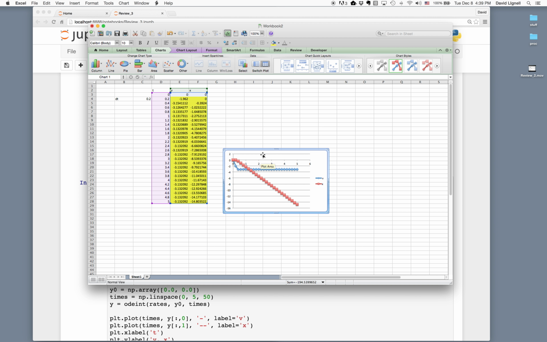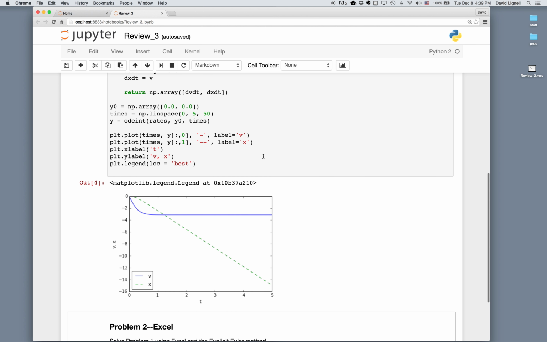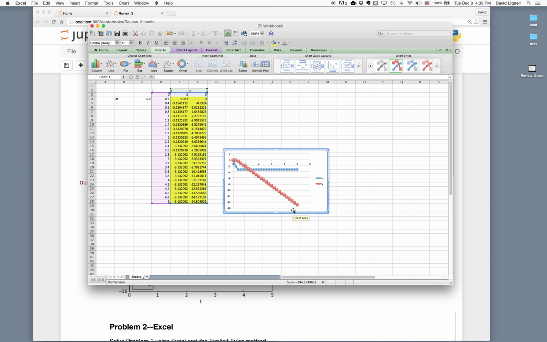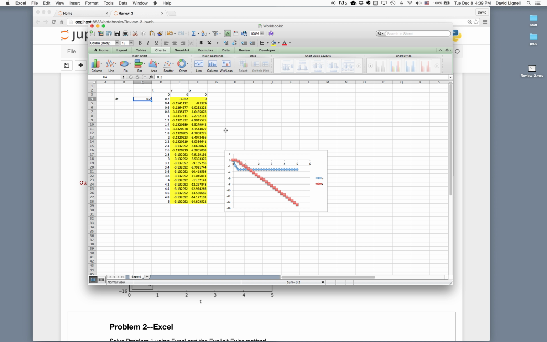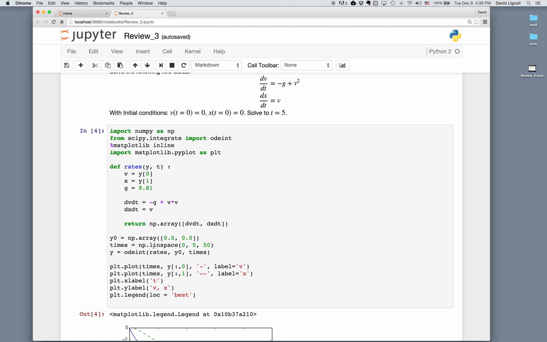Okay, and we get basically the same plot that we had in the Python. It goes down to about minus almost 15. Yep, minus about 15, and this levels out. And you'll get a better answer if you make dt smaller. Okay, so that is it for solving the explicit Euler method in Excel and also using the built-in ODE integrator along with plotting the results.